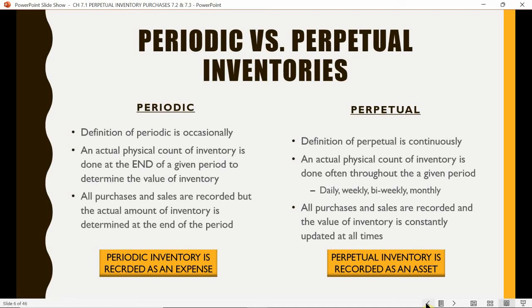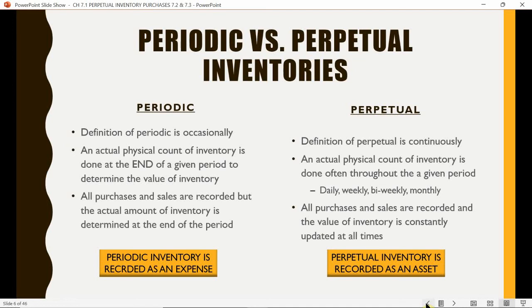And of course, here's a huge difference between periodic and perpetual. With perpetual inventory, we don't need to make an expense. Everything goes straight into inventory. You recognize that you purchase inventory, straight to inventory. When you sell something, you take it out directly from inventory. That's the huge difference here.